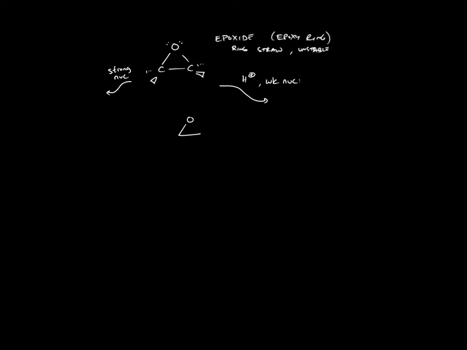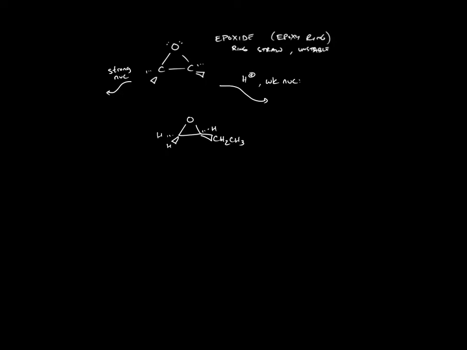So we'll do this guy right here. I'm just going to give it one group coming out here. We'll give it a CH2CH3. Then there would be an H back there in the back, and we'll just say that there's 2 H's on the left side over here. All right, so we have 2 ways that we can react these epoxides. One is to add a strong nucleophile, and the other is to add a weak nucleophile. So let's do the weak nucleophile first.